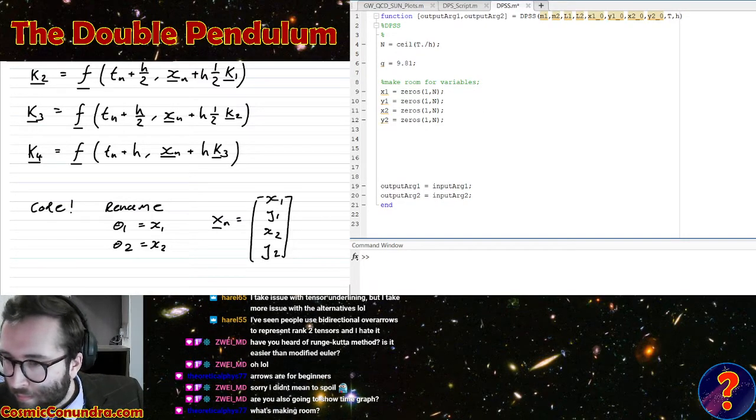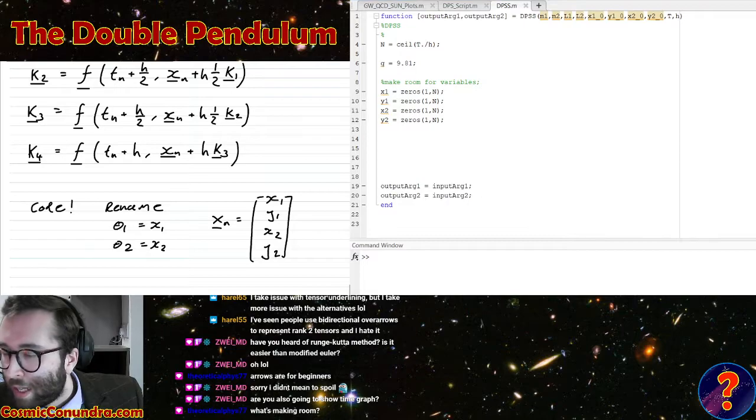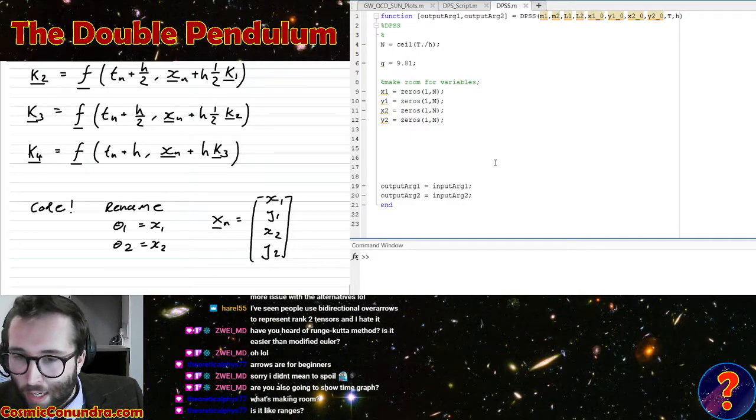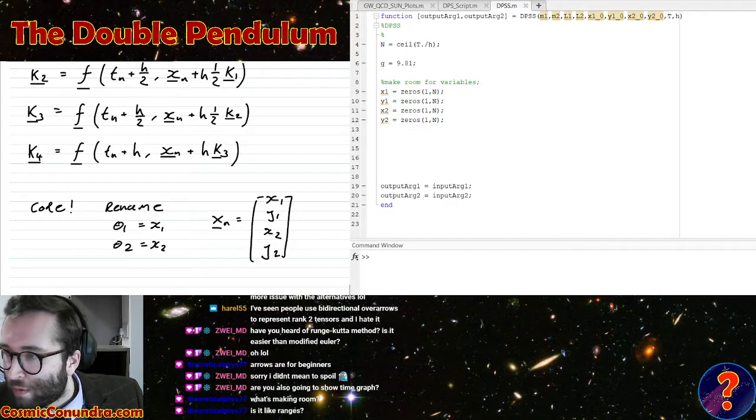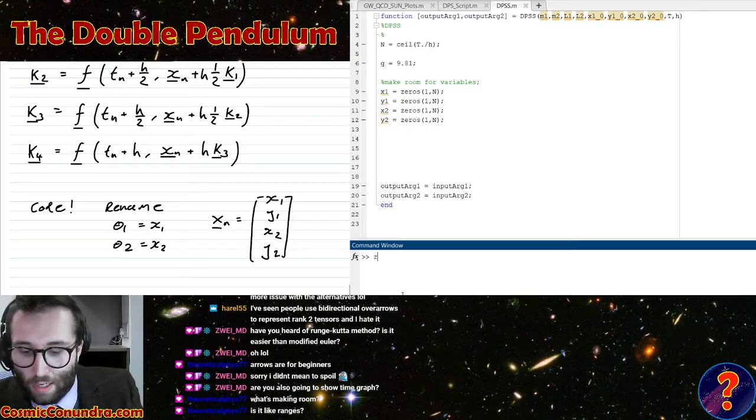Right. What's making room? Well, I'm defining the amount of space that the code has to leave open for these variables. No, it's not ranges, x, y, and z. So zeros 1 to n literally just means for each of these things. I can show you what it means in here.